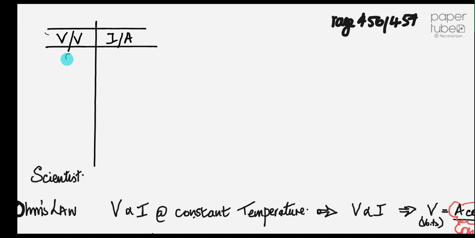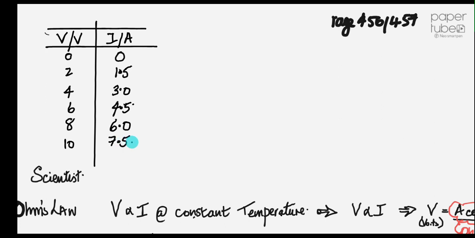Now here's the set of results: 0, 2, 4, 6, 8, 10. And the current was 0, 1.5 amps, 3 amps, 4.5 amps, 6 amps, and finally 7.5 amps. Fair enough? So there's the set of results that I expect you to draw a graph with. Now let's analyse what we're expecting here.